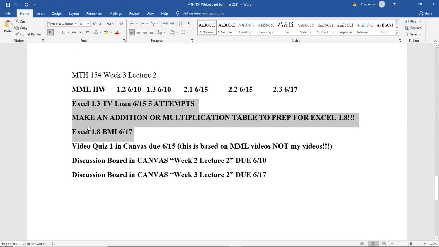Then the next Excel file that'll be due in a week, again, 11:59 p.m., and you still have 5 attempts. These are always 5 attempts. It's just another note that I'm not going to continue to put up. You should get used to that.